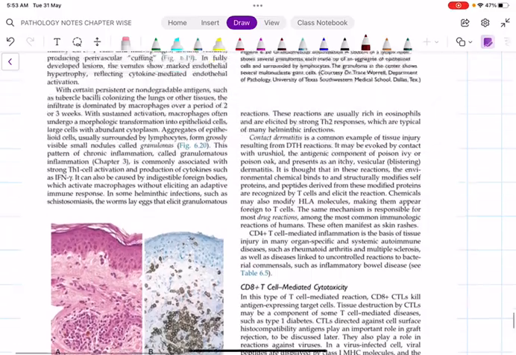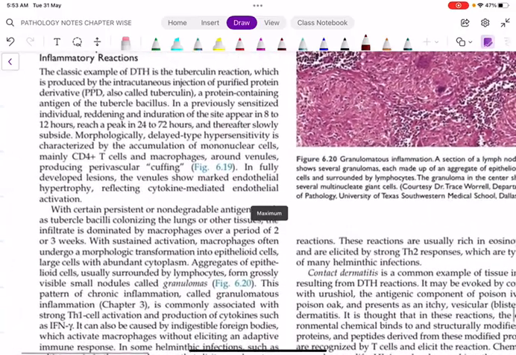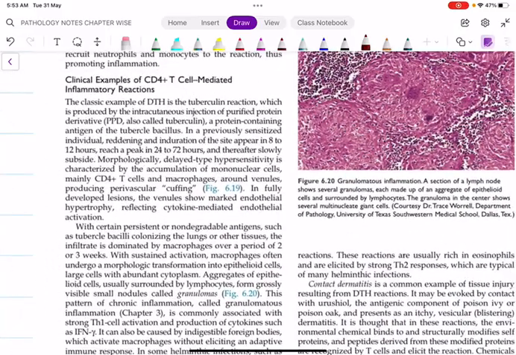Okay, before going into the examples, let us see some of the clinical features of this type 4 hypersensitivity reaction. First, let us see the clinical features of CD4 plus T cell mediated inflammatory reaction. Remember, among CD4 plus T cells, we have T helper 1 and T helper 17. These two cells are going to produce some cytokines which finally cause tissue injury. The classical example for CD4 plus T cell mediated reaction is the tuberculin reaction.